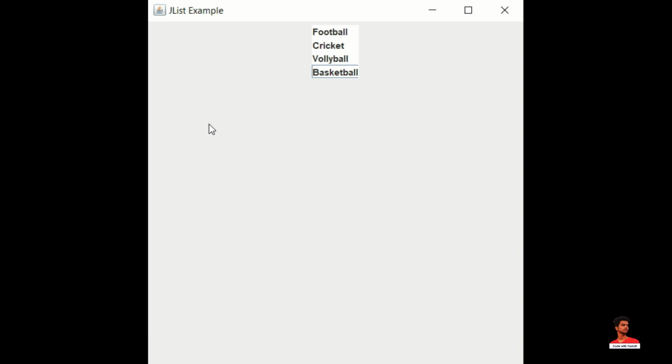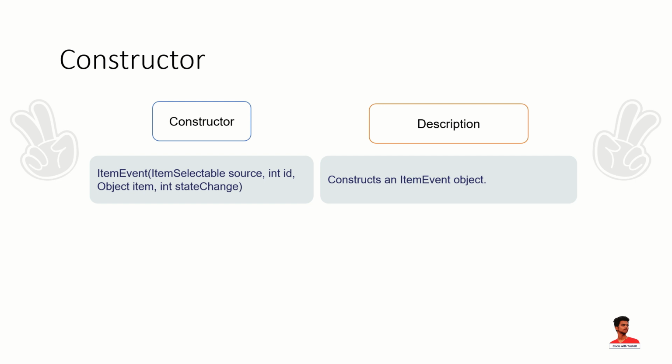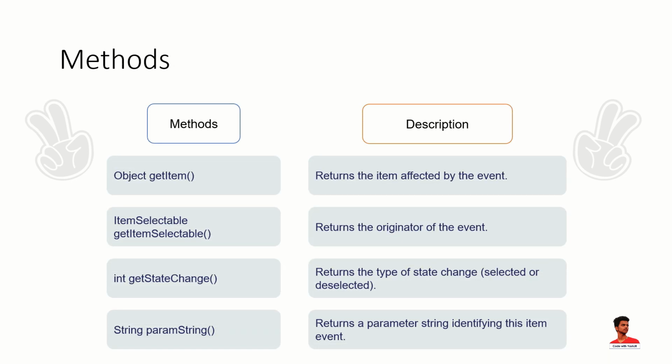The object that implements the item listener interface gets this item event when this event is fired. These are the constructors of item event class. These are the methods of item event class.